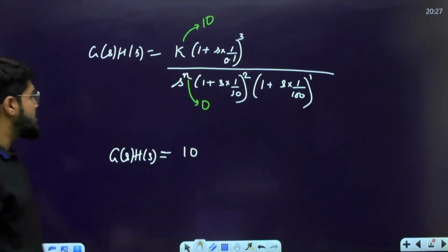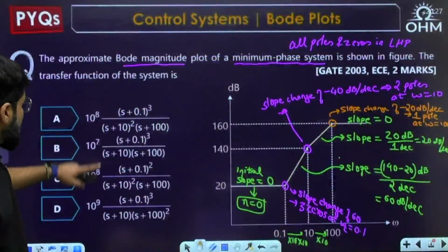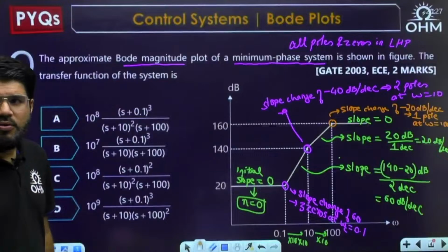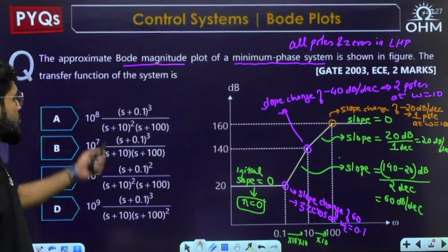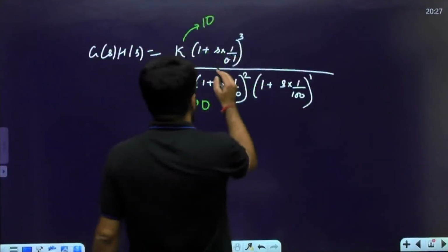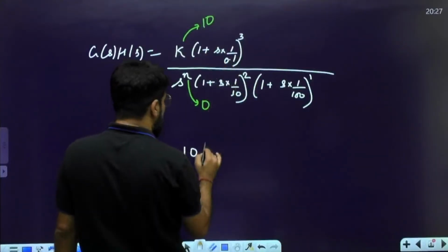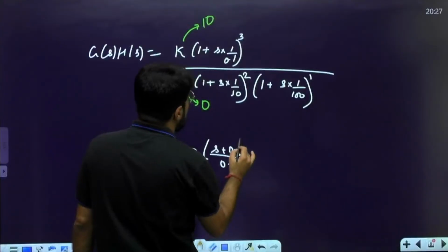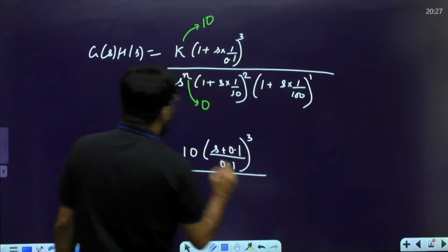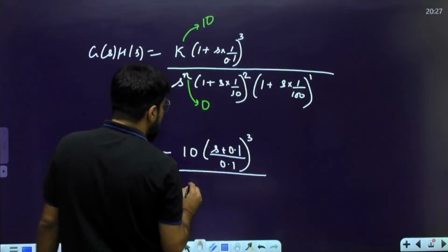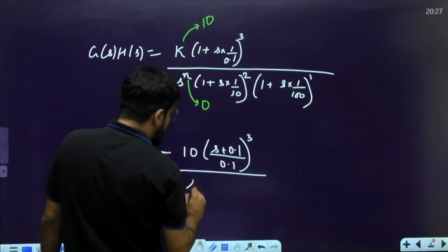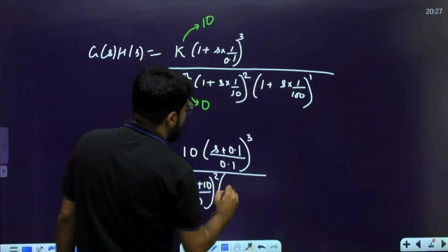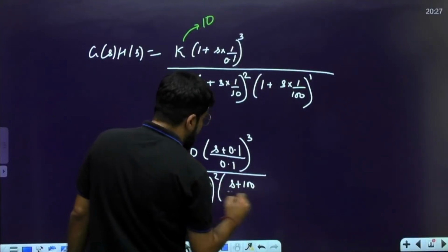Now see the options. Options are in which form? Options are in the form of s plus a, not in the time constant form. Okay, so we'll simplify this. So what do I have here? 1 plus s upon 0.1. That means s plus 0.1 divided by 0.1, whole cube, divided by s power 0, which will be just 1, so I'll remove it. Then I have s plus 10 upon 10 whole square, and next factor is s plus 100 by 100.